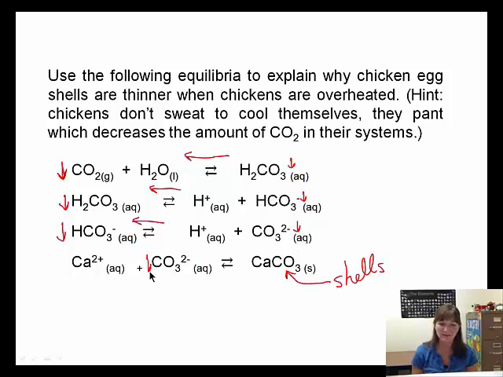So if the carbonate ion decreases, that's going to cause this equilibrium to shift left in an attempt to make more carbonate ion. And so that means I don't have as much calcium carbonate around for the eggshells. So when chickens are overheated, they start to pant, carbon dioxide levels decrease, which causes the amount of calcium carbonate in their bodies to decrease, so they don't have as much to produce the eggshells. So your chickens end up having thinner eggshells. Isn't that kind of cool?